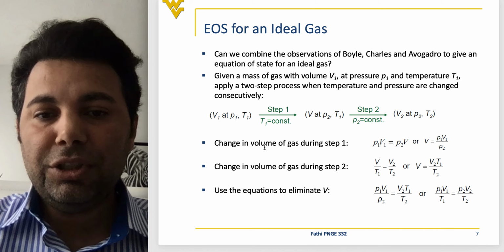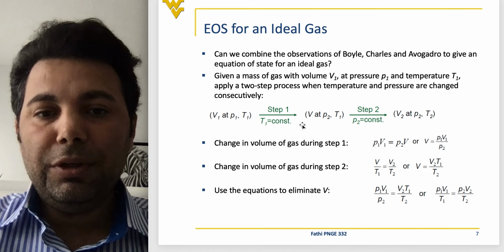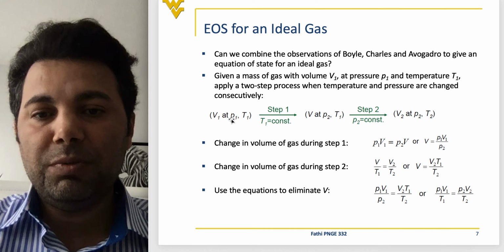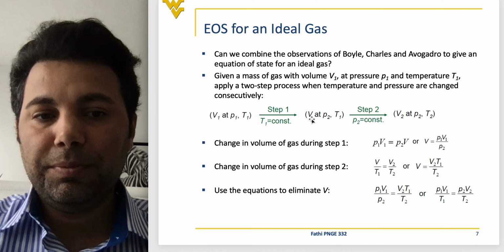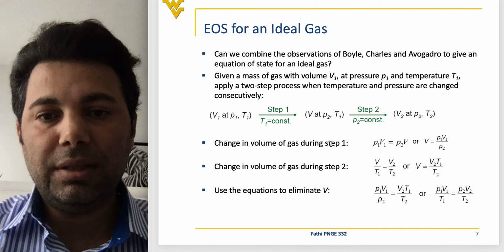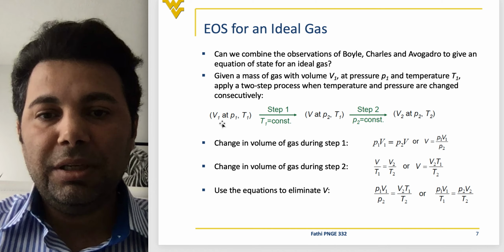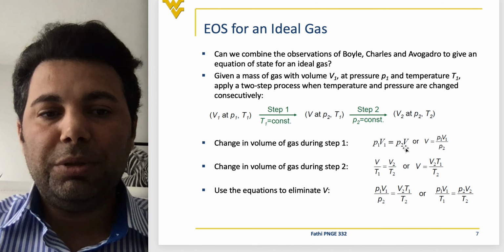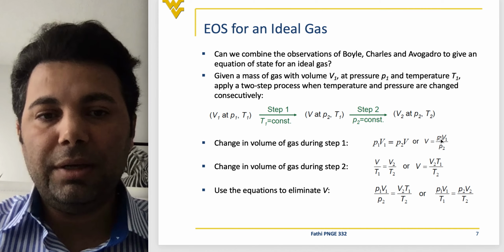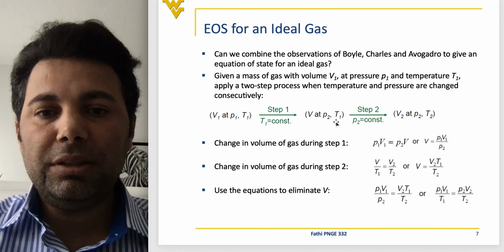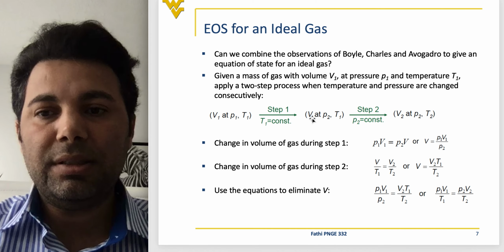For the change in volume of gas during step one, we know at a constant temperature, pressure times volume is constant. So P1 times V1 should be equal to P2 times V. At a constant temperature, P times V was constant. That's the first law that we studied, Boyle's law. So P1 times V1 is equal to P2 times V, or V is P1 V1 over P2. So this is the first step. Now our temperature is still T1, the pressure is P2, and we have a system at a volume of V.